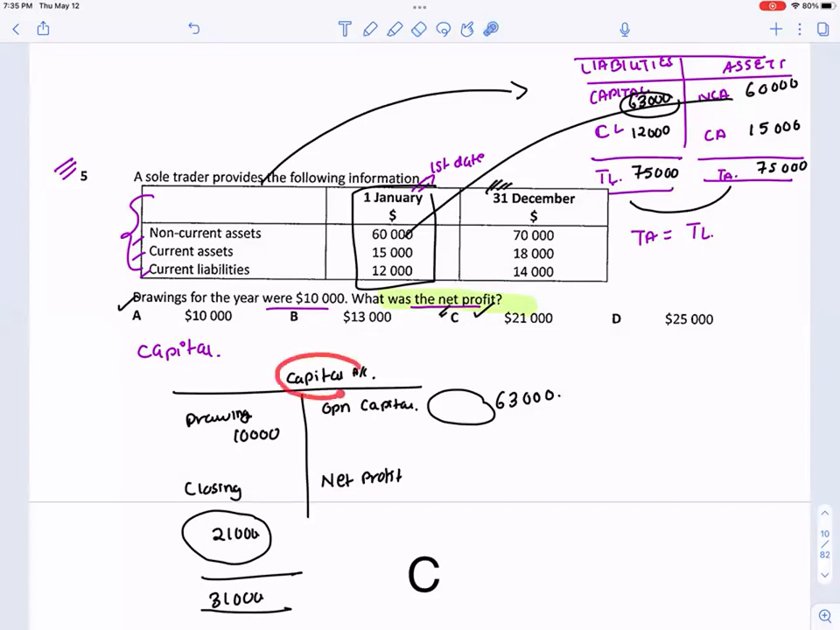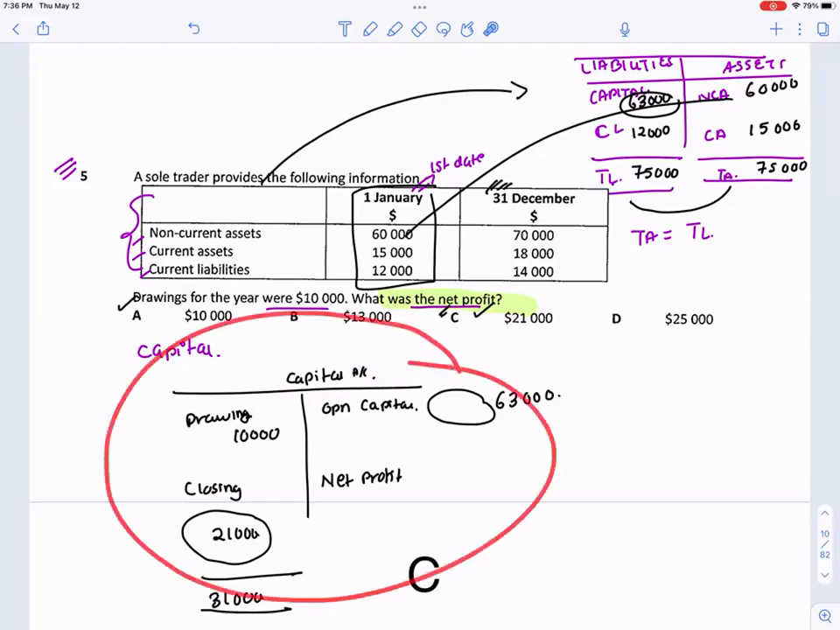Capital account we will make. They want you to find net profit. Okay. Do you know the format of capital account? The table which you have drawn. Yeah, this format, do you know?